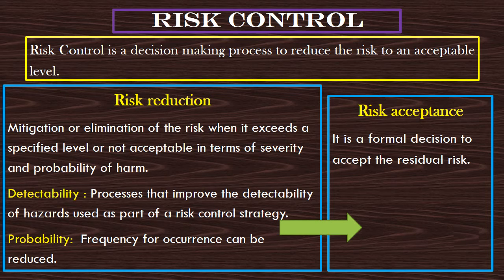The mitigation plans which will improve the detectability, that is processes that improve the detectability of hazard, are used as a part of risk control strategy, whereas for the probability we implement the mitigation plan which will decrease the probability or frequency of the occurrence of identified risk. After implementation of risk reduction strategy, we move to our next important part, that is risk acceptance. It is a formal decision to accept the residual risk after the mitigation plan.